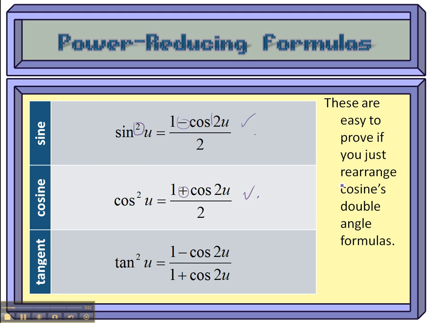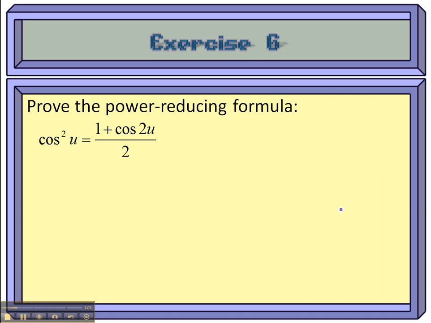And so notice that this is pretty easy to prove if we just rearrange the terms in the cosine double angle formulas. So we're going to do that with the cosine squared right here. As a reminder, the double angle formula for cosine of 2u is equal to 2 cosine squared u minus 1. And you can see that this thing looks a lot like that. All we have to do is solve it for cosine squared u.